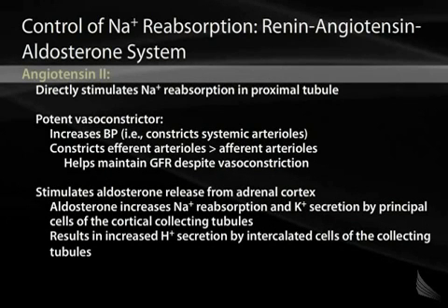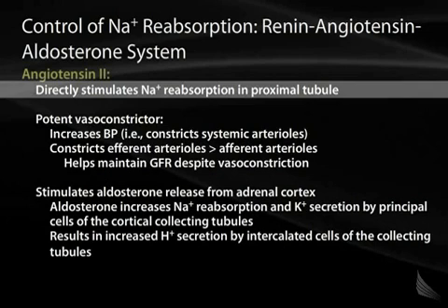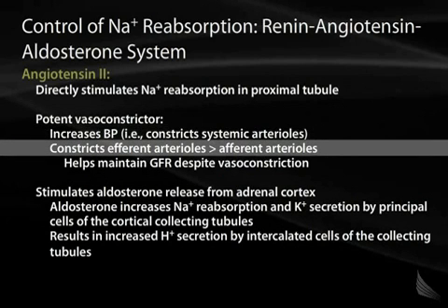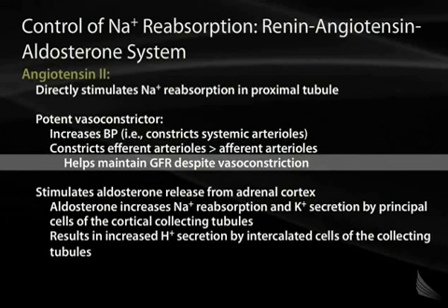With regard to the control of sodium reabsorption, angiotensin II directly stimulates sodium reabsorption in the proximal tubule, as well as stimulating aldosterone release from the adrenal cortex. Also important to remember is that angiotensin II is a very potent vasoconstrictor, and it constricts the efferent arterioles preferentially over the afferent arterioles. It does this to maintain GFR in the setting of vasoconstriction and decreased effective circulating volume. Its vasoconstrictive effect on the systemic circulation increases blood pressure.